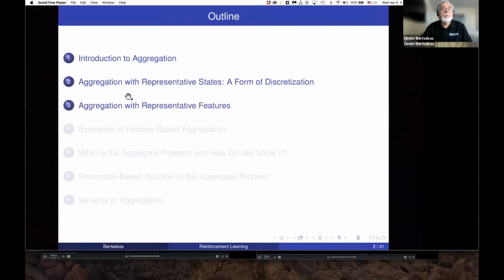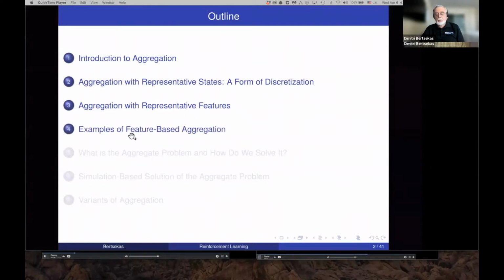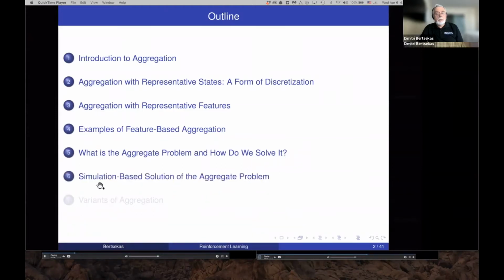Then the basic principles of aggregation for representative states are going to be extended to a more general type of aggregation involving features. And we're going to give a number of examples of this type. We're going to form an aggregate problem, a simpler problem than the one that we started from. And we're going to look at solution methods based, for example, on policy iteration and also simulation. Then we're going to discuss some variations of aggregation, and that will be the last topic.